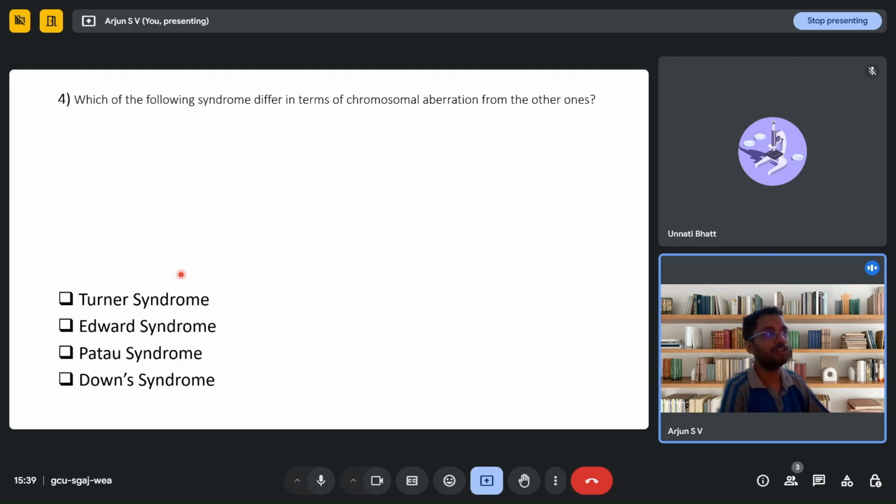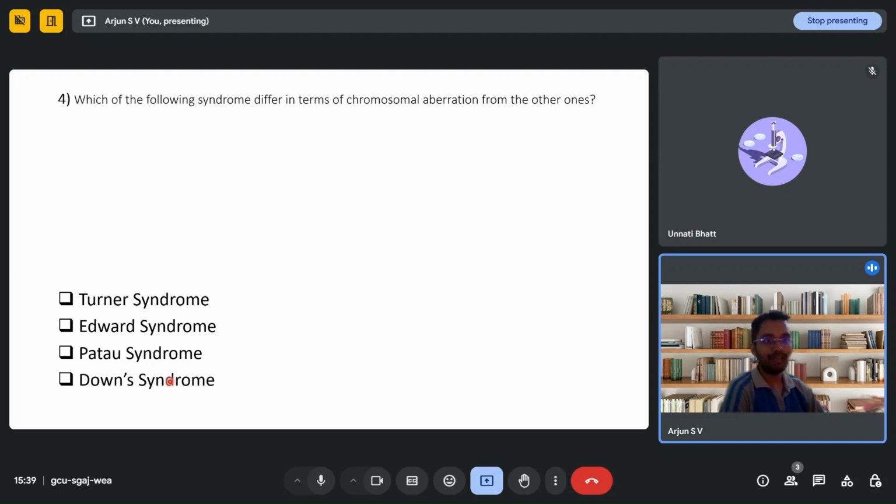Which of the following syndromes differs in terms of chromosomal aberration from the other ones? All four options given here are chromosome aberrations only, but one of them is kind of an odd one out. We just have to find out which one. The options given here are Turner syndrome, Edwards syndrome, Patau syndrome, and Down syndrome.